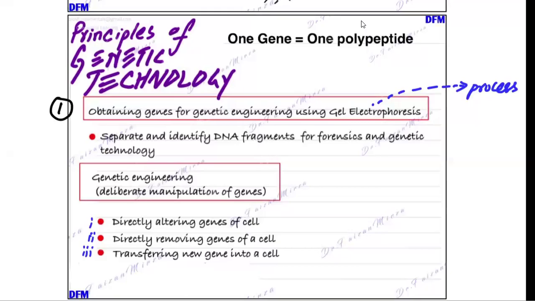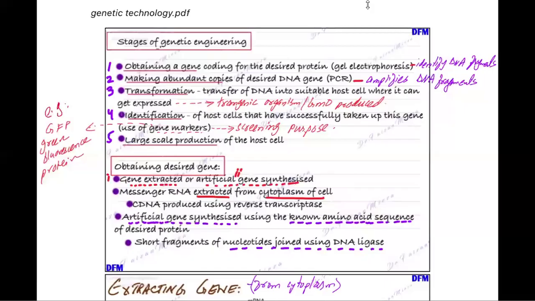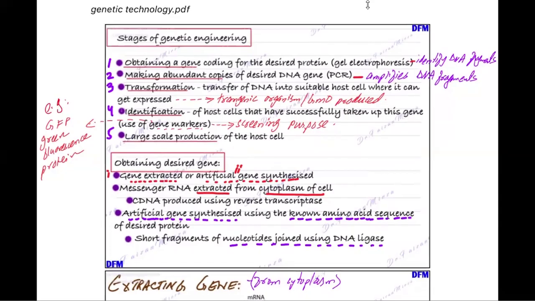So if we take this further, what stages of genetic engineering do we continue with? When we're discussing the stages of genetic engineering, there are as many as five different stages. These are the basic five stages of genetic engineering. First of all, you have to obtain the gene. When we obtain the gene, we have to take the gene out so the desired protein can be made, and we can obtain the gene using gel electrophoresis. It will help you identify the DNA fragments.